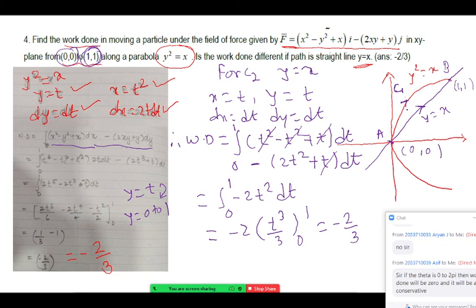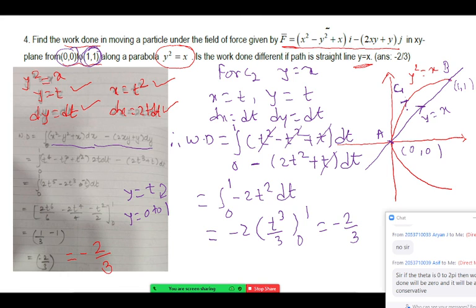What does it indicate? Yes, anyone? So for two specific points, whether you follow any of the paths, the work done will be the same. It's not always, there is a certain condition on it. Work done is independent of path. You can take any path from point A to the point B, then also you'll get the answer minus 2 by 3. The reason is F bar is a conservative force.